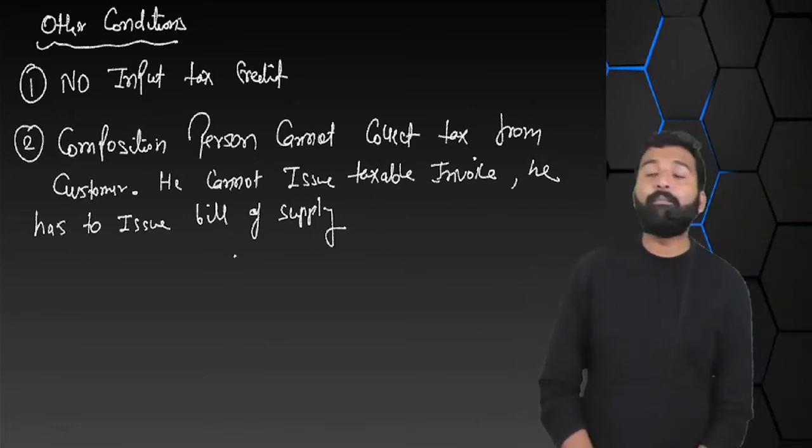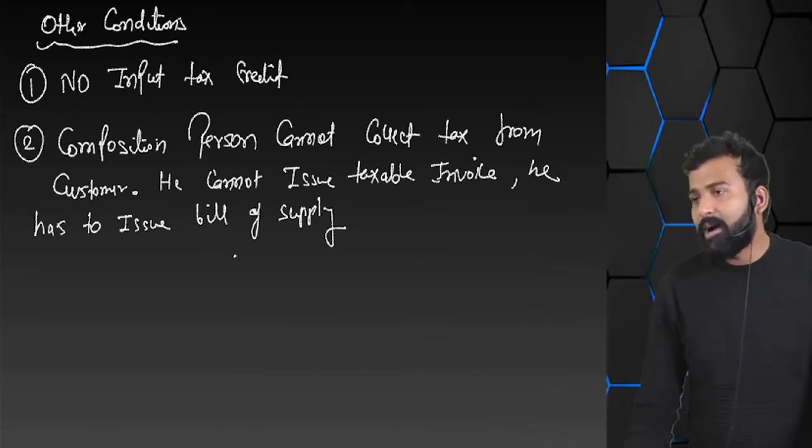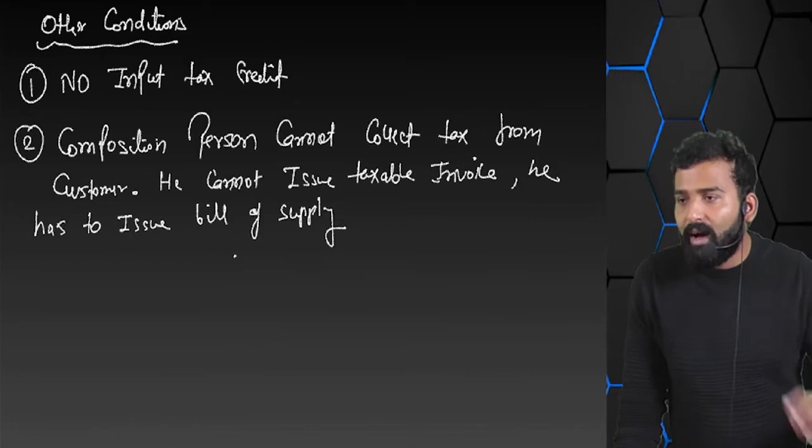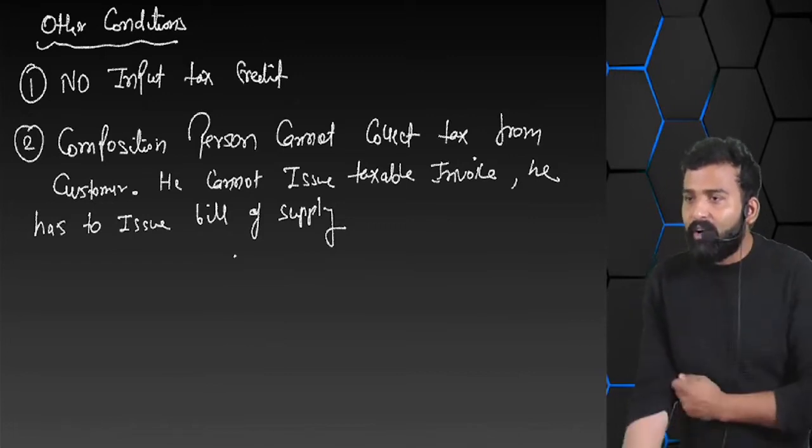Okay. Now moving towards the other conditions. First one is a composition dealer cannot claim any input tax credit. No ITC. A composition dealer cannot avail ITC.